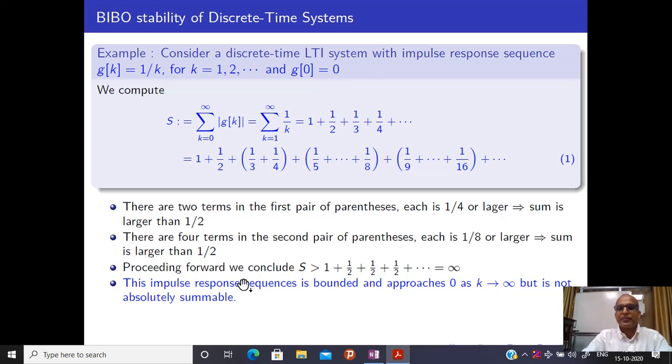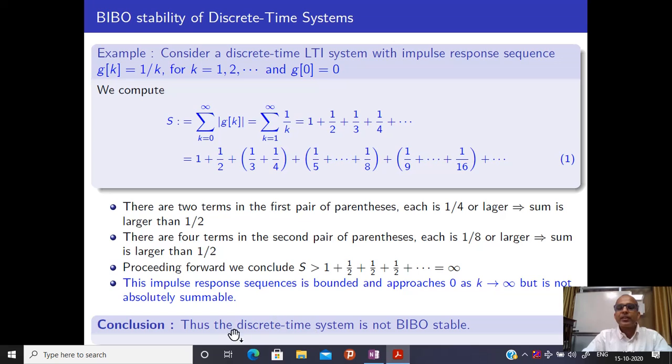But what happens here? s is tending towards infinity. So we are saying that this impulse response sequence is bounded, because each time, at very large k, I will get some quantity that is very small. So this is bounded and approaches 0 as k tends to infinity, but it is not absolutely summable. Since it is not absolutely summable, we have concluded that this is not bounded input bounded output stable.